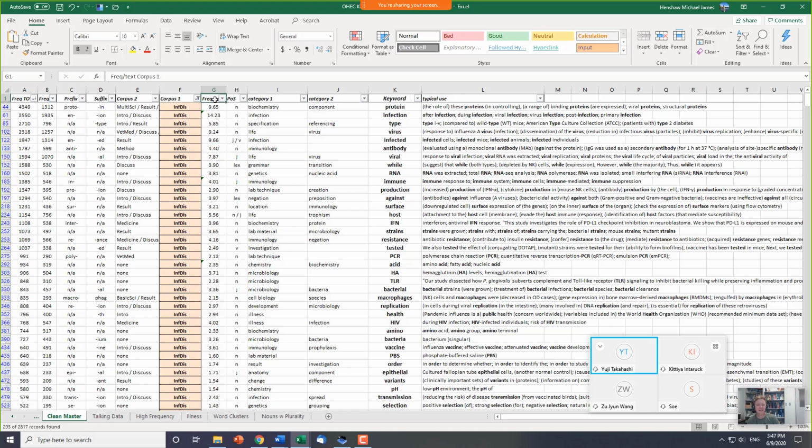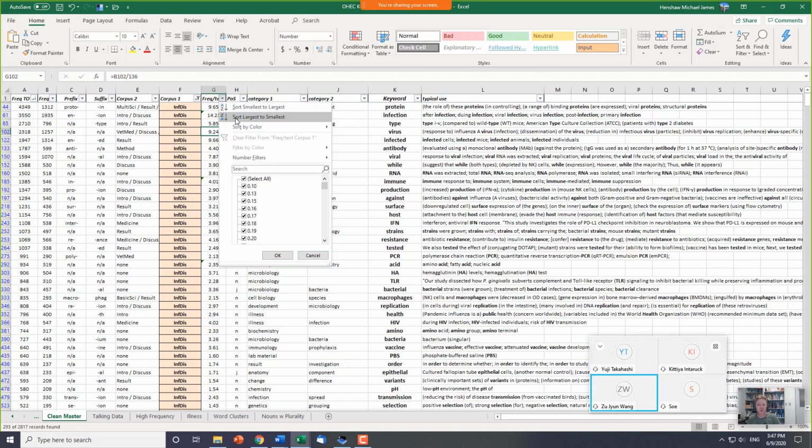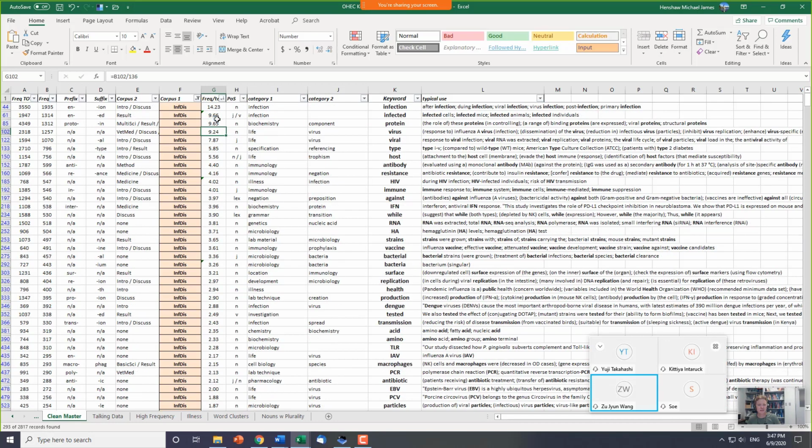frequency per text. So now we see that even though protein has the highest frequency total, if we're talking about just words associated with infectious disease, it's not surprising, but infection has the highest frequency. So I'm just going to resort this from largest to smallest by frequency per text. And to me, this information is a little bit more interesting and easier to interpret. Okay, so the words that are most frequent and highly associated with infectious disease are these words.